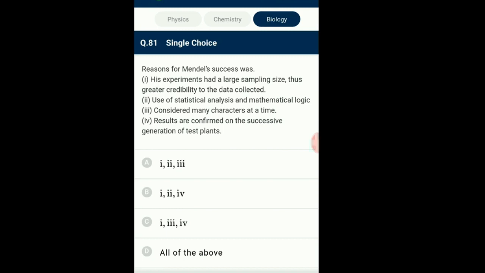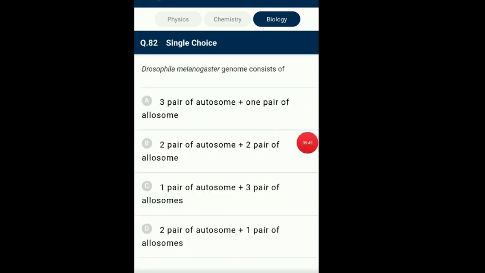So the answer is option B. From question 82, Drosophila melanogaster in diploid condition consists of 8 chromosomes. It consists of 3 pairs of autosomes and a pair of allosomes. Female consists of 3 pairs of autosomes and 2 X chromosomes, and male consists of 3 pairs of autosomes and X and Y chromosomes. So the answer for this question is option A, 3 pairs of autosomes plus 1 pair of allosomes.